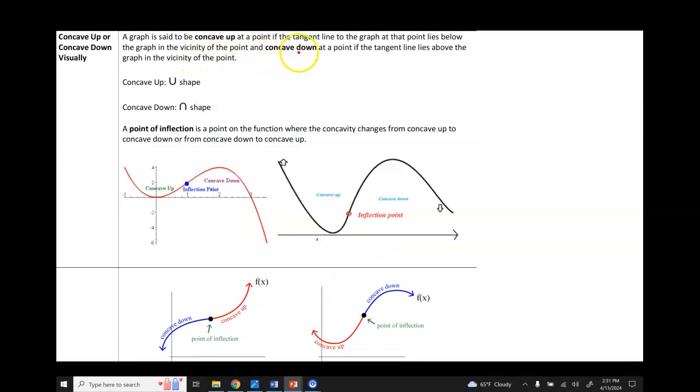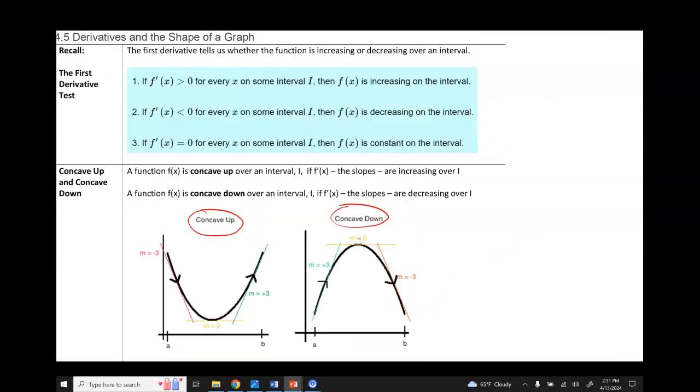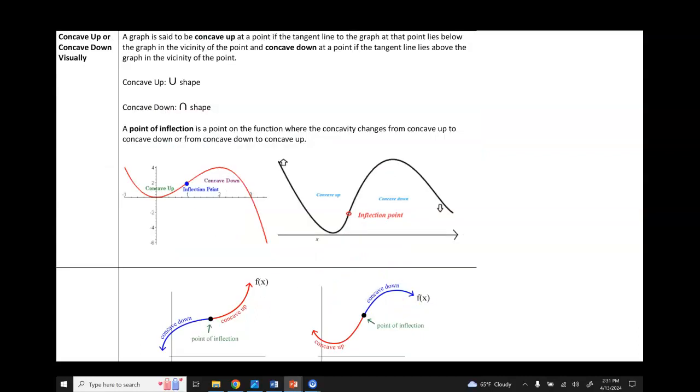And it's concave down if the tangent line at the point is above the graph in the vicinity of the point. So if you look at this graph that's concave down, it's the upside down U. Any point you pick, the tangent line is going to be above the graph, above the graph, above the graph. All right, so if the tangent line is above the graph, it is concave down. And if the tangent line is below the graph, it is concave up.